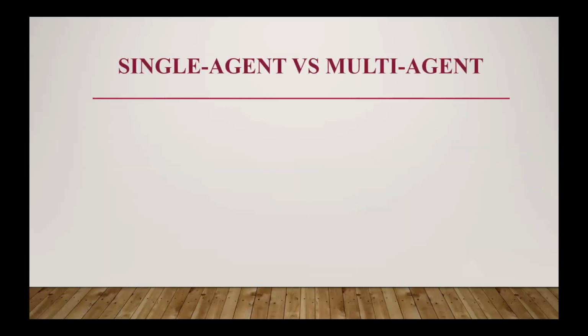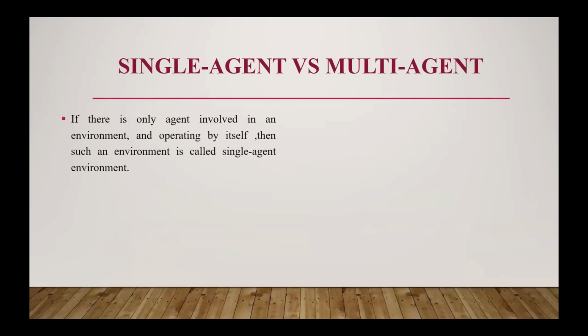Next one is single agent or multi agent. So if there is only one agent involved in an environment and it operates by itself, then such an environment is called a single agent environment. A single agent environment is very easy because there is nothing to bother about. Only the agent has to sense the environment and perform its action, because only one single agent is present. It is very easy to operate.